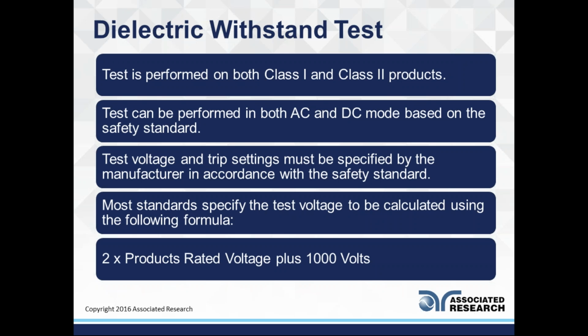Test voltage and trip settings must be specified by the manufacturer in accordance with the safety standard. For the most part, I think the general rule that everyone knows is what your product is rated at times 2 plus 1,000 volts. That's just a worst case scenario: I know I'm running at 120, so let's see what happens at 1240. If my device can take 1240, I'm fairly confident at 120 nothing's breaking through my insulation.